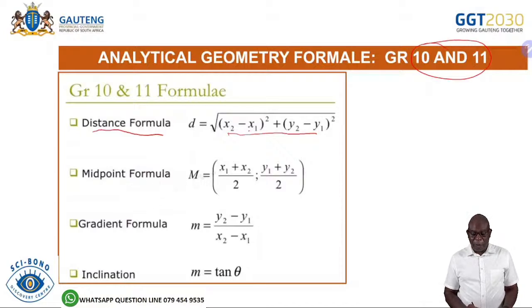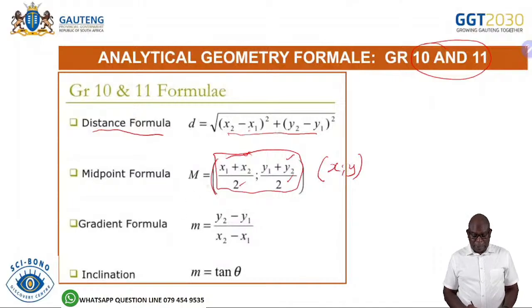The midpoint formula is m, and it equals x1 plus x2 and y1 plus y2, all divided by 2. So that one is divided by 2, and that one is divided by 2. Remember, these are coordinates. So if I work them out, I must get a coordinate x and y.